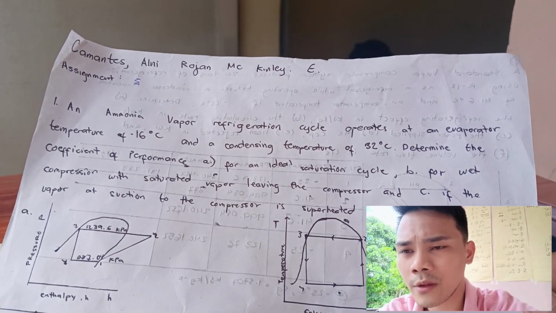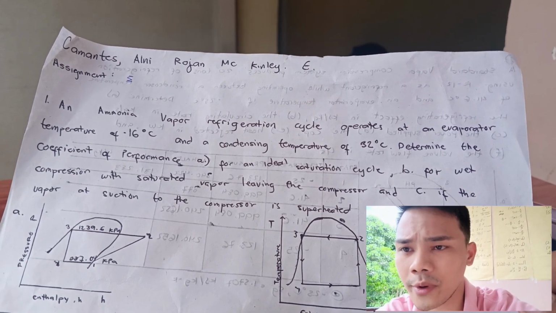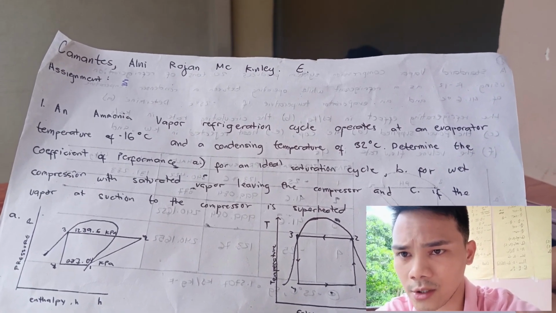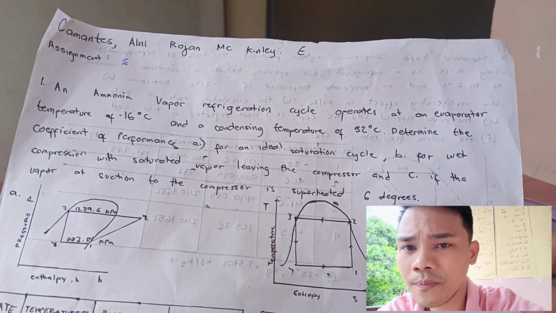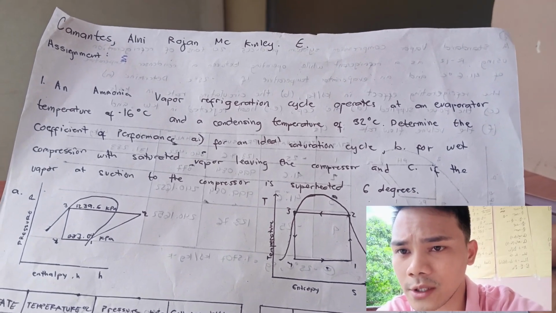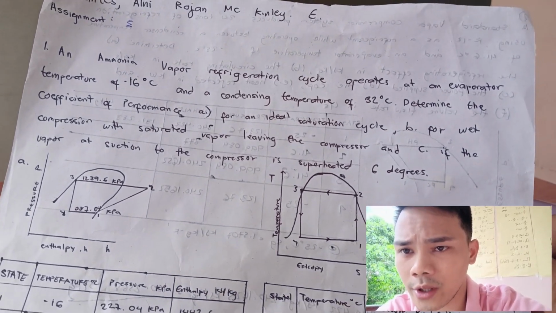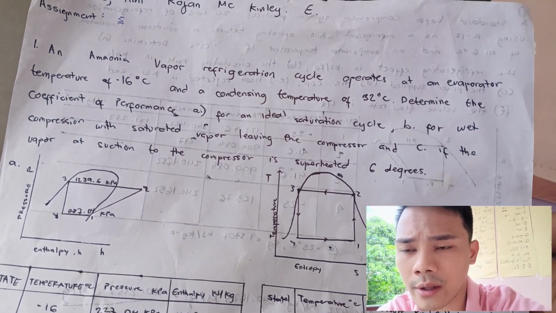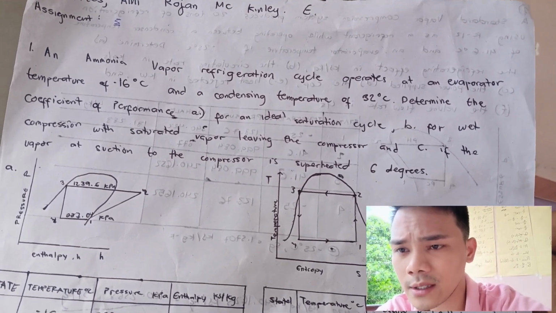So, the first problem: an ammonia vapor refrigeration cycle operates at an evaporator temperature of negative 16 degrees Celsius and a condensing temperature of 32 degrees Celsius. Determine the coefficient of performance for an ideal saturation cycle with compression with saturated vapor leaving the compressor, and if the vapor at suction to the compressor is superheated 6 degrees.